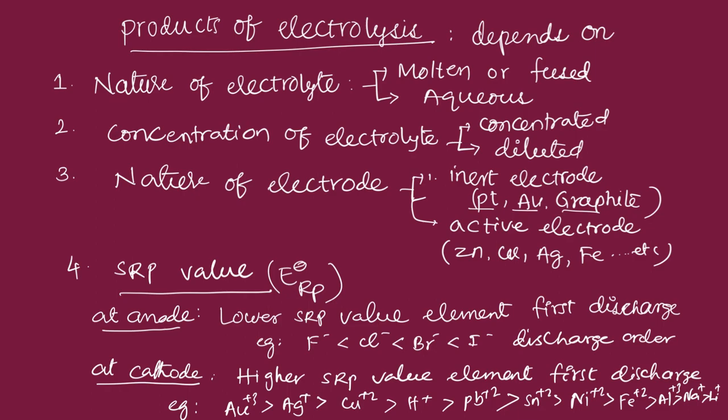At cathode, the element with higher SRP value discharges first, for example Au3+, Ag+, Cu2+, H+, Pb2+, Sn2+, Ni2+, Fe2+, Al3+, Na+, Li+. These are ordered by SRP value, higher to lower, and this is the discharge order. Which is first to discharge? Gold discharges first. The least, meaning last to discharge, is Li+.